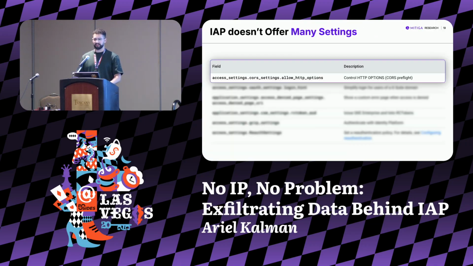So that's it. I explained what is IAP, what is CORS, excuse me, and what is CORS preflight. Now let's get back to the setting and explain what happens if we enable that setting on GCP. So again, the name of the setting is allow HTTP options.